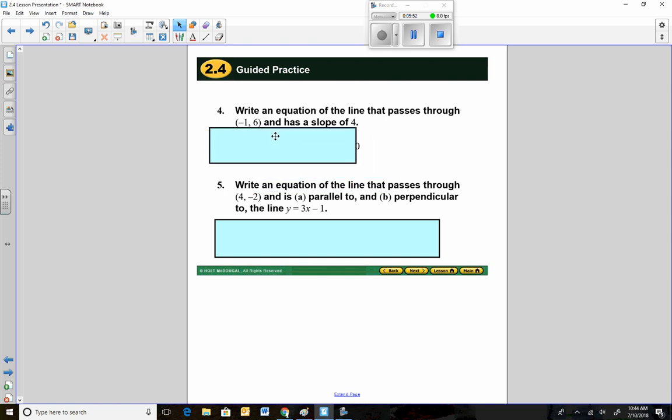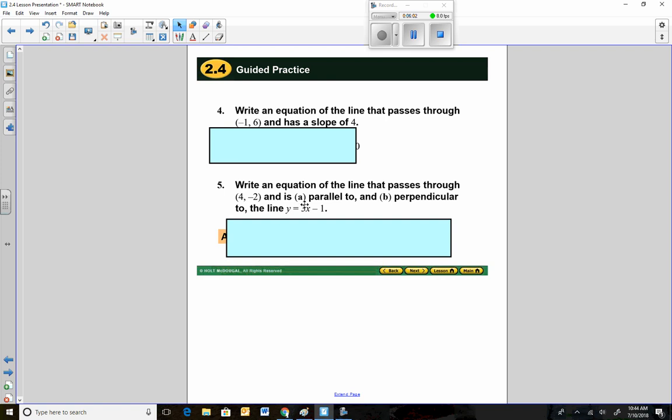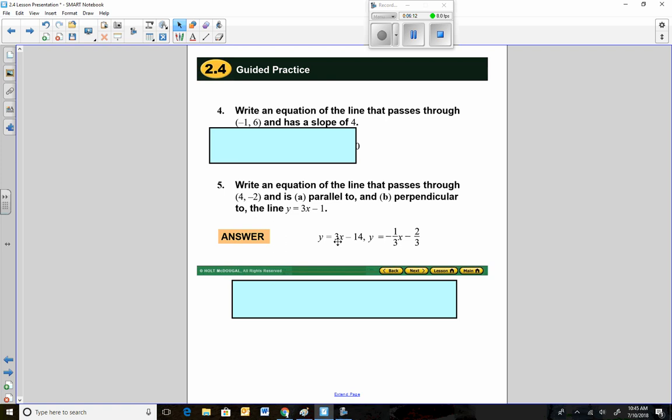All right. Now, a more challenging question. Pause your video and do number 5. Welcome back. We should have a 3 for your slope for part A. For part B, I should have a negative 1/3 for my slope because it always has to be the negative reciprocal. And notice, oh look, it has a 3 for part A.